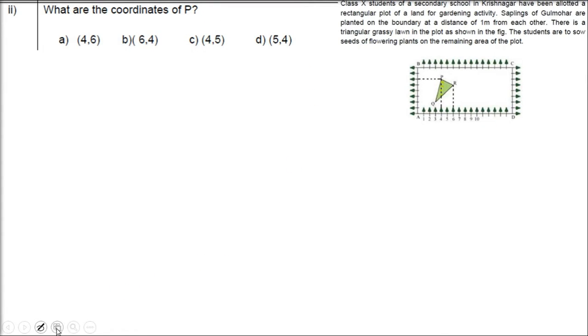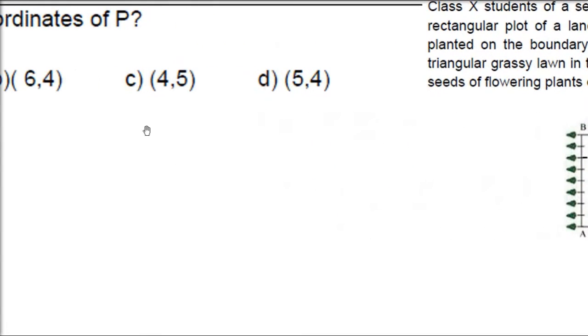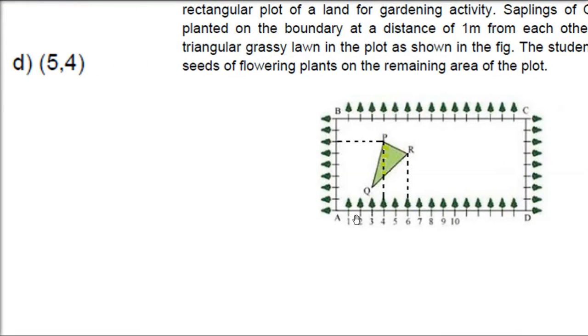What are the coordinates of P? Let us go here. Now P. We have to find out X first. So this is the X axis, A is the origin. So just take 1, 1, 1 distance because this goes up to 4. So 1, 2, 3, 4. So we have X as 4.